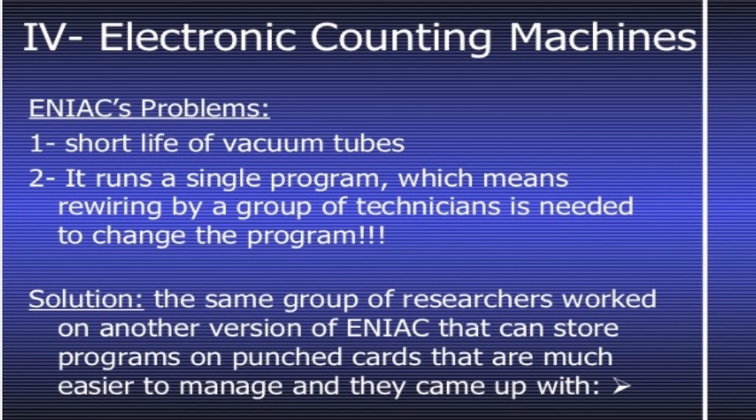ENIAC had many problems. The most important of them were the short life of vacuum tubes, and the second one, it ran a single program, which means rewiring by a group of technicians was needed to change the program. And they found solutions. The same group of researchers worked on another version of ENIAC that could store programs on punched cards, which are much easier to manage. Early computers were used only for computing or mathematical operations. That was why the machines that handled binary digits were called computers.